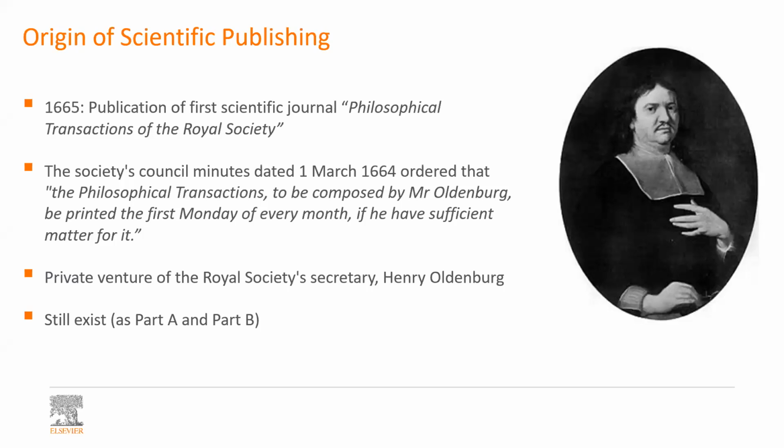Now, let me take you a little earlier in time, to when scientific publication started. Scientific publication started in 1665. The first journal at that time was the Philosophical Transactions of the Royal Society. The best part is that the journal still exists as Part A and Part B.